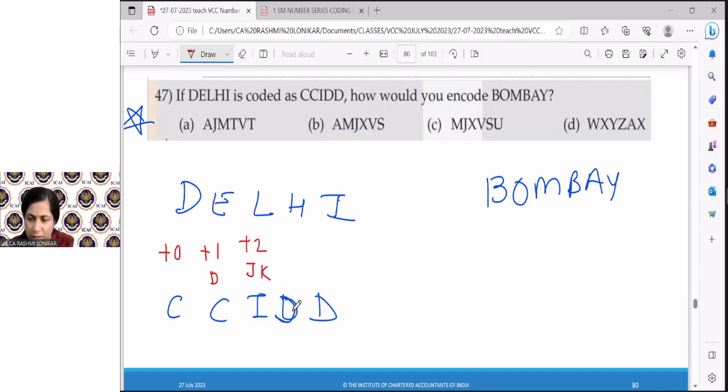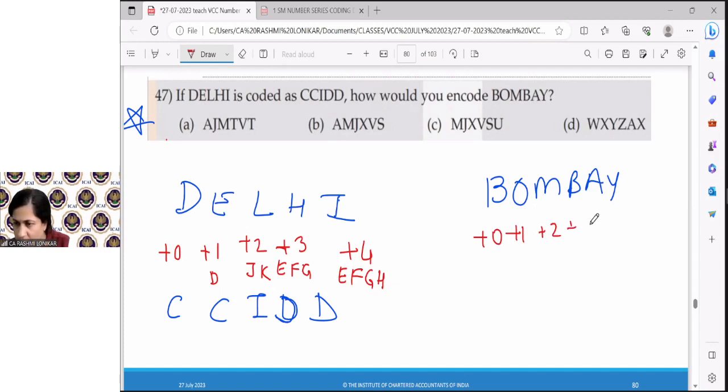Okay. D to H: C, D, E, F, G, E, F, G. So that is +3. D to I: E, F, G, H. So this is +4. Okay. So Bombay will be what? +0, +1, +2, +3, +4, +5.